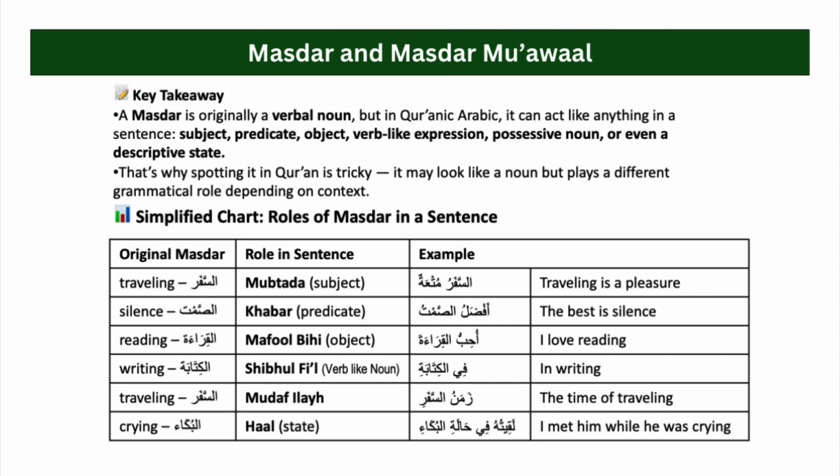Fourth row, masdar as shibhu fi'l, verb-like expression. The masdar is al-kitaba, meaning writing. Here, it is used in a phrase, fil kitaba, in writing. This is called shibhu fi'l, meaning it behaves like a verb in meaning, but grammatically it is still a noun. So here, the masdar is part of a phrase that gives a sense of action, but without becoming an actual verb.